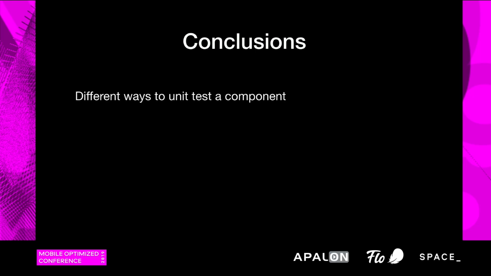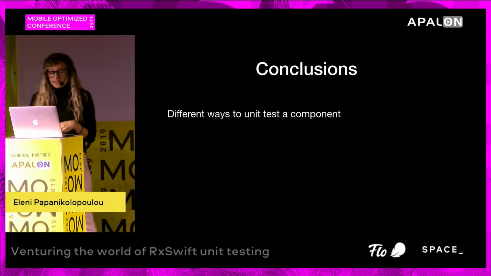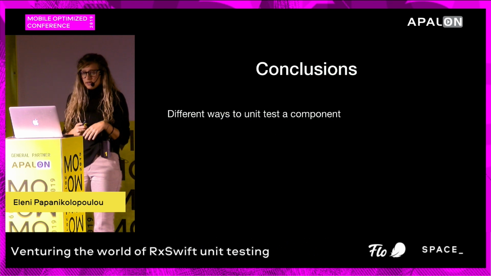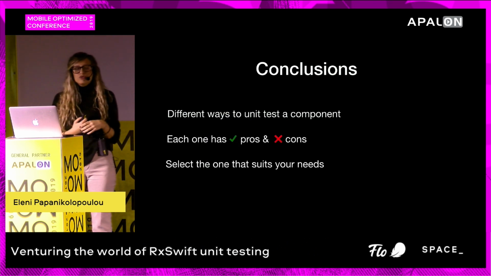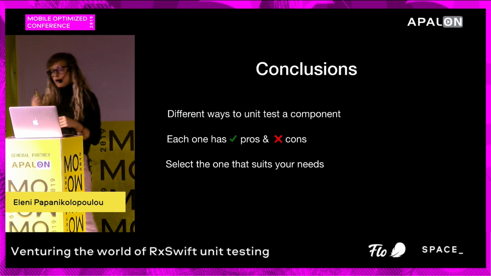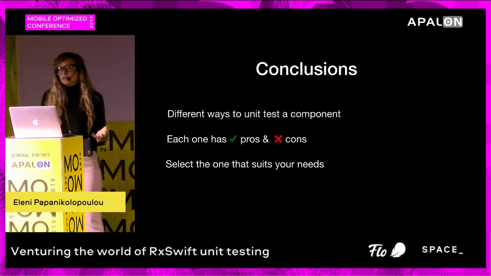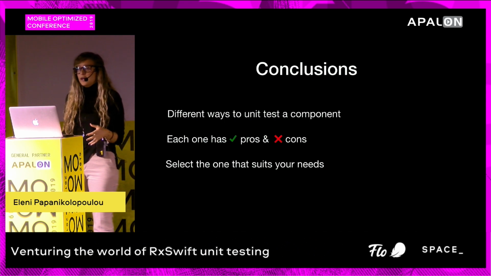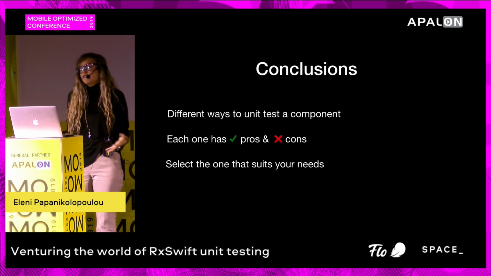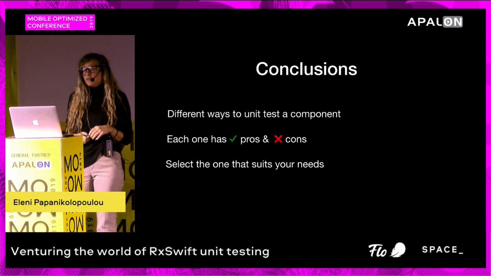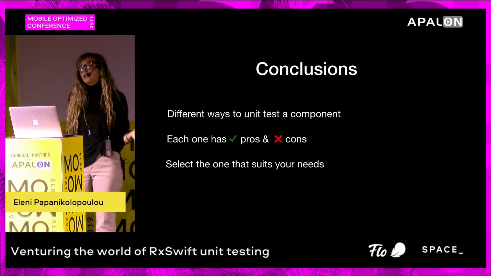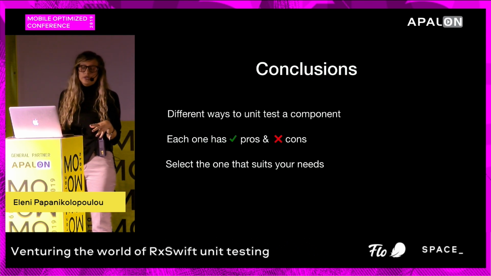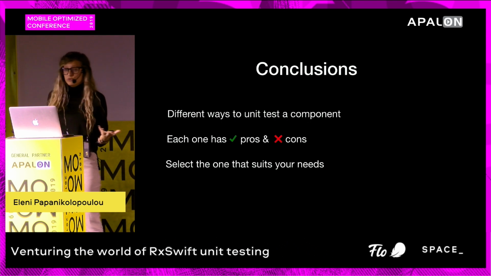So to sum up, there are different ways in which we can unit test a component, and each one has its pros and cons, but each of you should select the one that suits your needs. So for simpler flows, using RxBlocking should be sufficient. Or if there are more complex flows, then you should use the test scheduler. Or at some point, you may combine two ways together. So maybe you will use the test scheduler along with RxBlocking together.